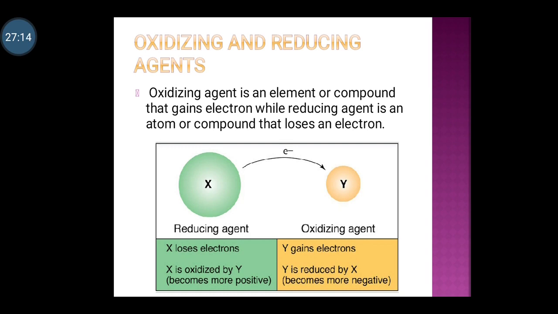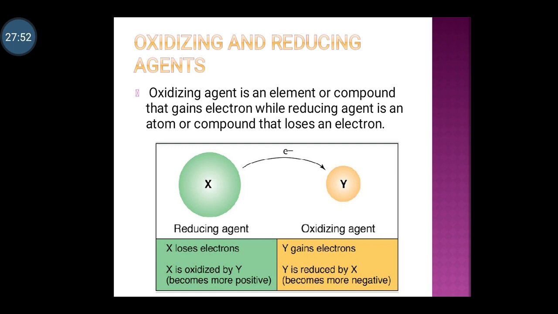So X is oxidized by Y. So when you lose, you oxidize, but you're the reducing agent. Now, when this other one accepts or gains electrons, it is reduced by X. All right, but it is the oxidizing agent. So in definition, you say an oxidizing agent is an element or compound that gains electrons and is itself reduced, while a reducing agent is an atom or compound that loses electrons and itself oxidizes.